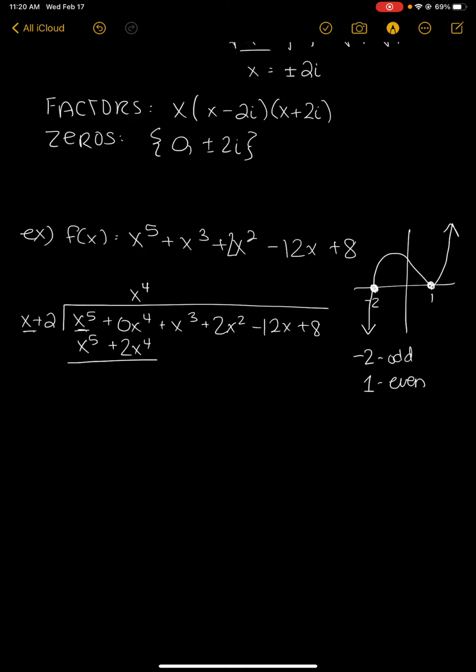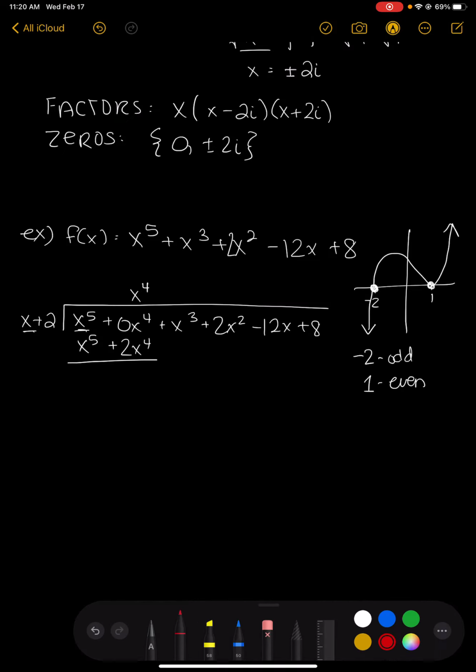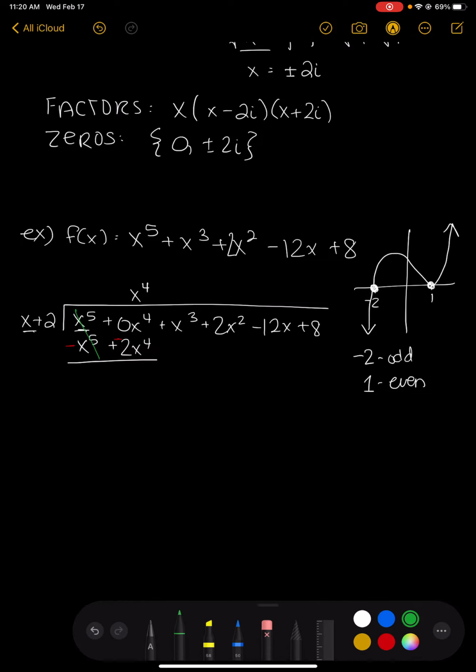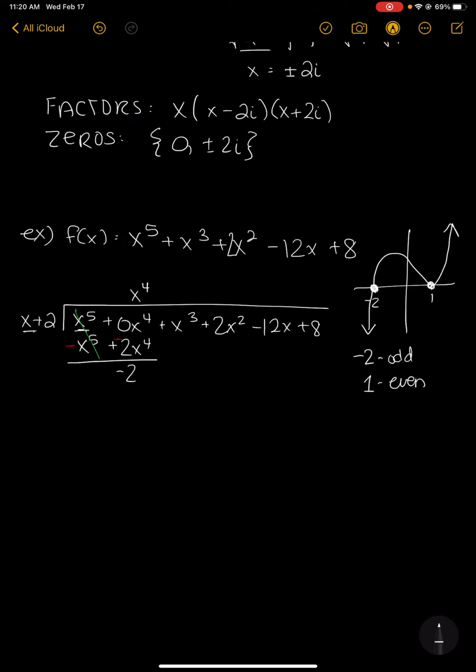Multiply, draw my line, and subtract. When I subtract, I've got opposite signs. My first term cancels out. 0 minus 2x to the 4th is a -2x to the 4th. Bring my next term down. So then I've got to figure out what multiplied by x gives me a -2x to the 4th. That would be a -2x to the 3rd.